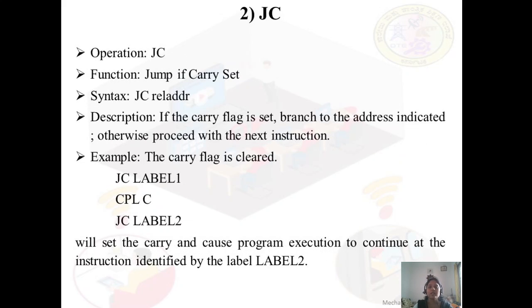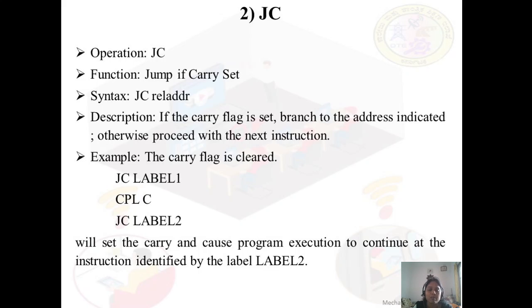Understood? Next, JC. What is JC? JC is jump if carry is set. That means you have to jump only if your carry CY is equal to 1, else you have to continue with your program. So what is the syntax of this? JC, relative address. This relative address can be anything, just like I told you, any labels you can give here. This is user-defined, anything you can give. So if the carry flag is set, branch to the address indicated. Otherwise, continue with your next instruction.